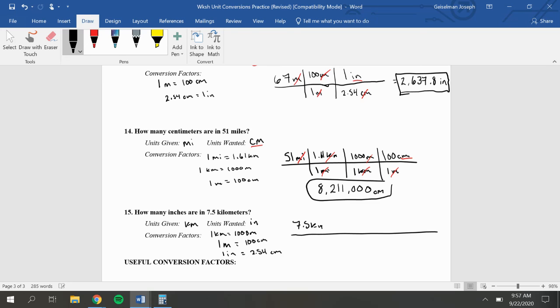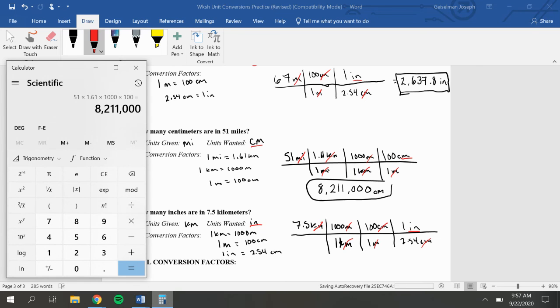7.5 kilometers, 1 kilometer in the bottom, and 1,000 meters up top. And then we'll do 1 meter in the bottom, 100 centimeters in the top, and 2.54 centimeters and 1 inch. If we go through and cancel, kilometers cancel, meters cancel, centimeters cancel, and we're left with inches, which is what we wanted from the beginning.